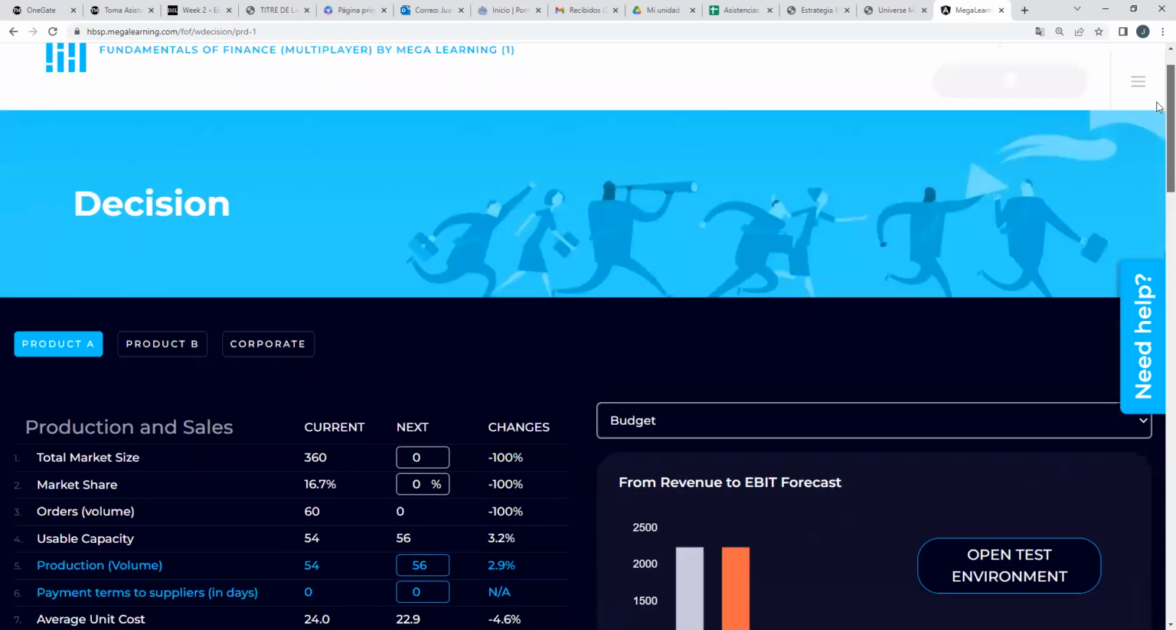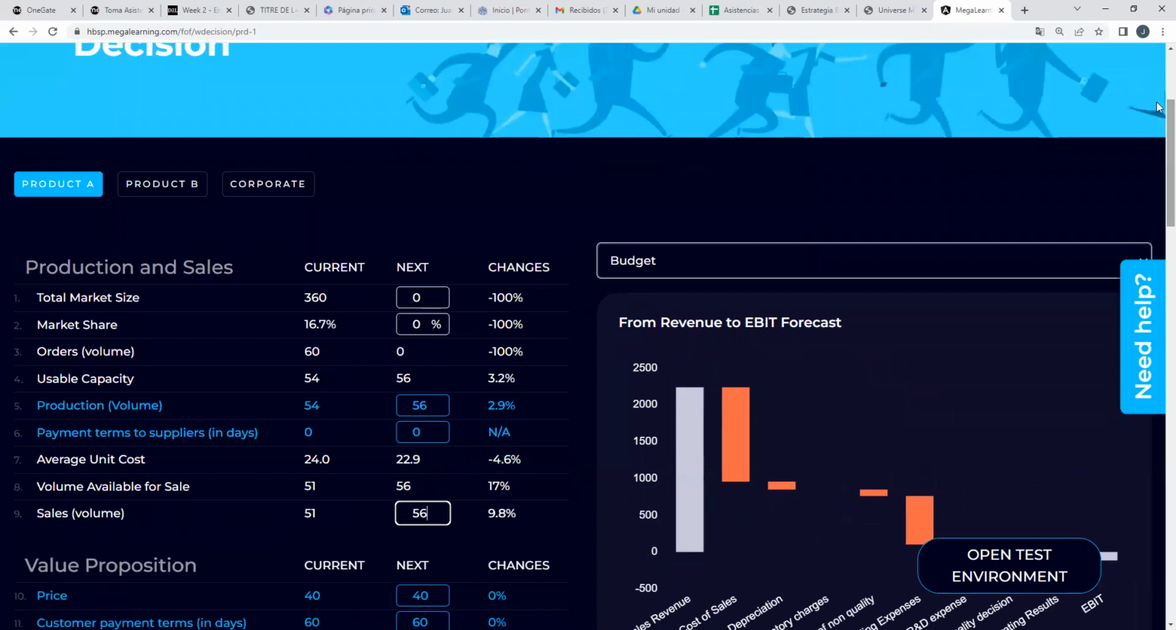Here you have assumption boxes that are not so important, but you can understand what they mean. Total market size. You sold in the previous round 360 units of product A. What do you think that you are going... I don't know. Excuse me. This is not you. This is the whole market. All the 6 companies from the whole industry together sold 360 units. What is going to happen with the market for the next round?